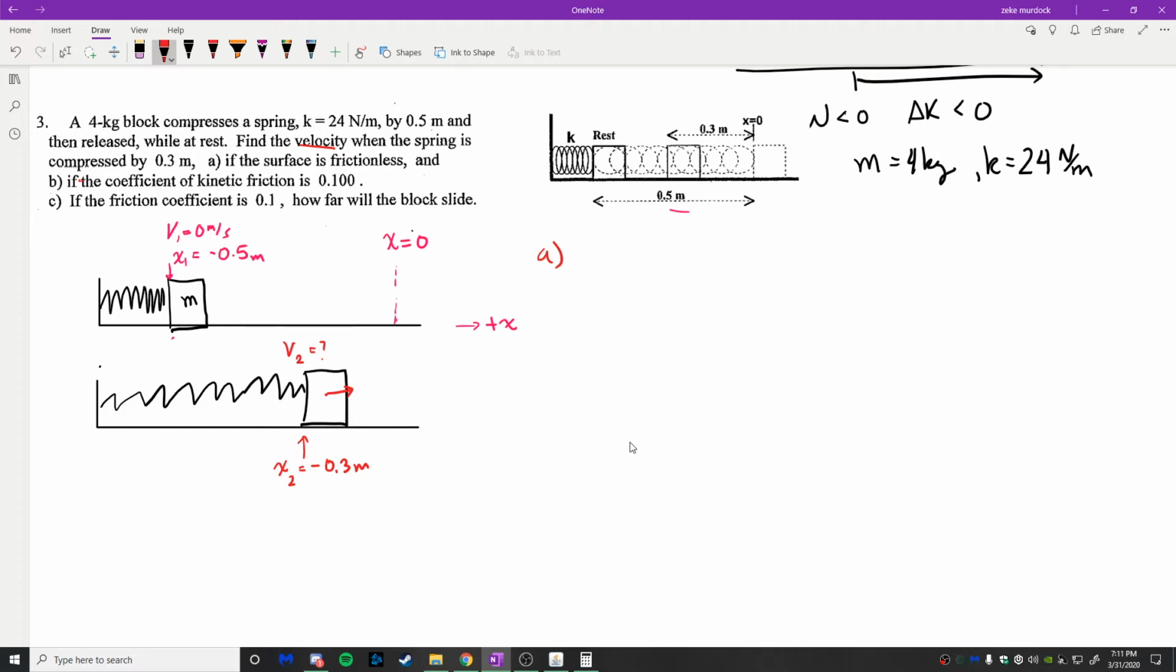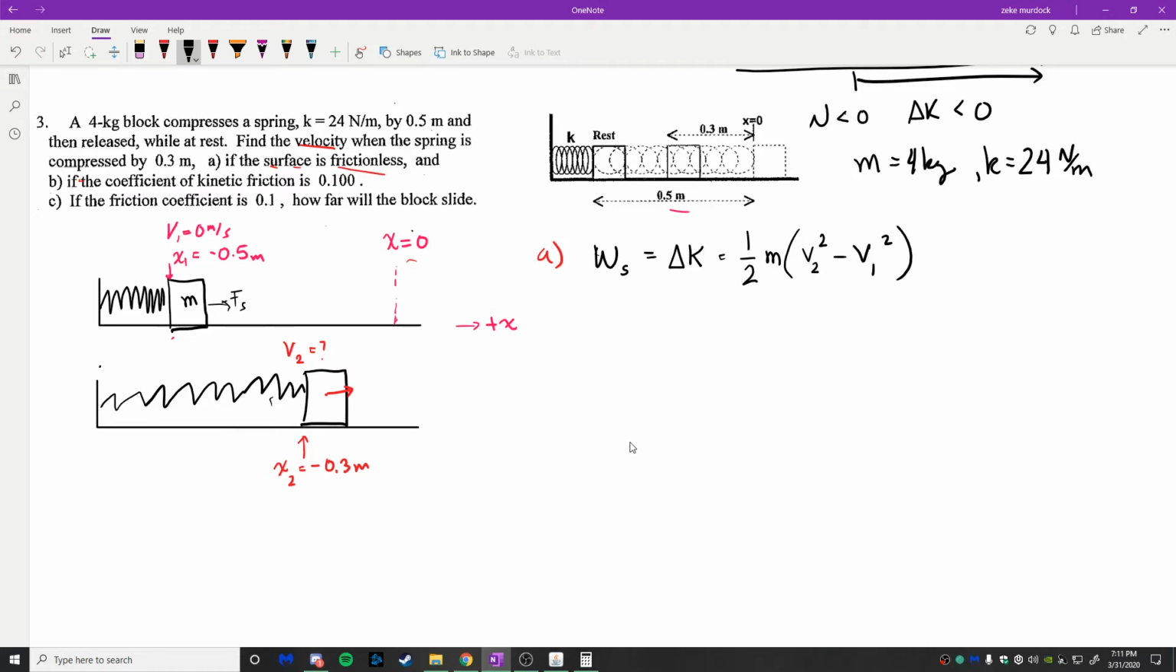Okay. The first part we're doing is if the surface is frictionless. And that would imply that the only force that's really doing any work on this box is going to be the spring force, basically, right? The spring force which points this way. That's going to be the only thing that's doing any work on the box. So we're going to use our kinetic energy theorem, okay? And we're going to say that the work done by the spring should be equal to the change in kinetic energy of the object. The change in kinetic energy is going to be something like this: 1/2 the mass of the object multiplied by the velocity 2 squared minus velocity 1 squared.